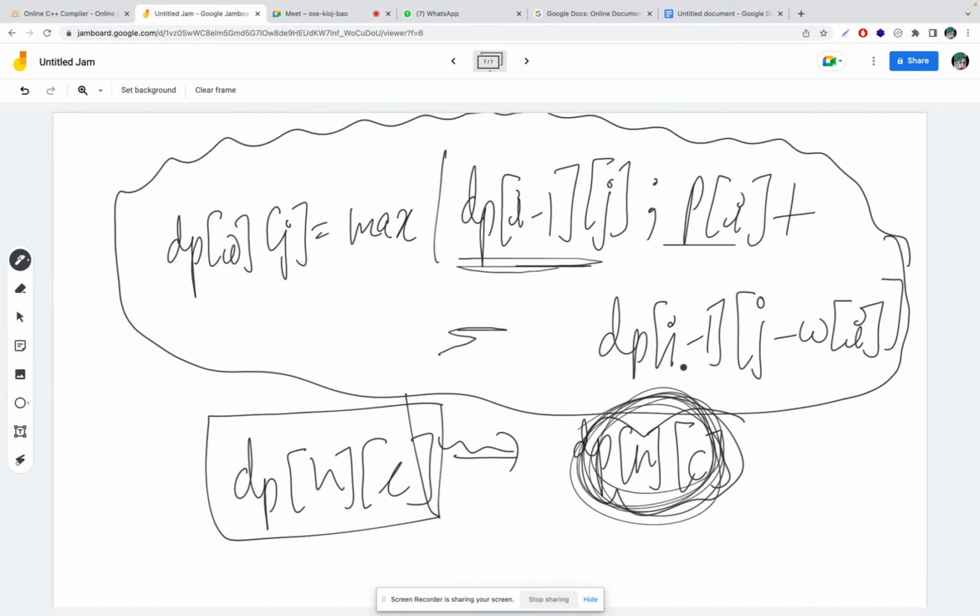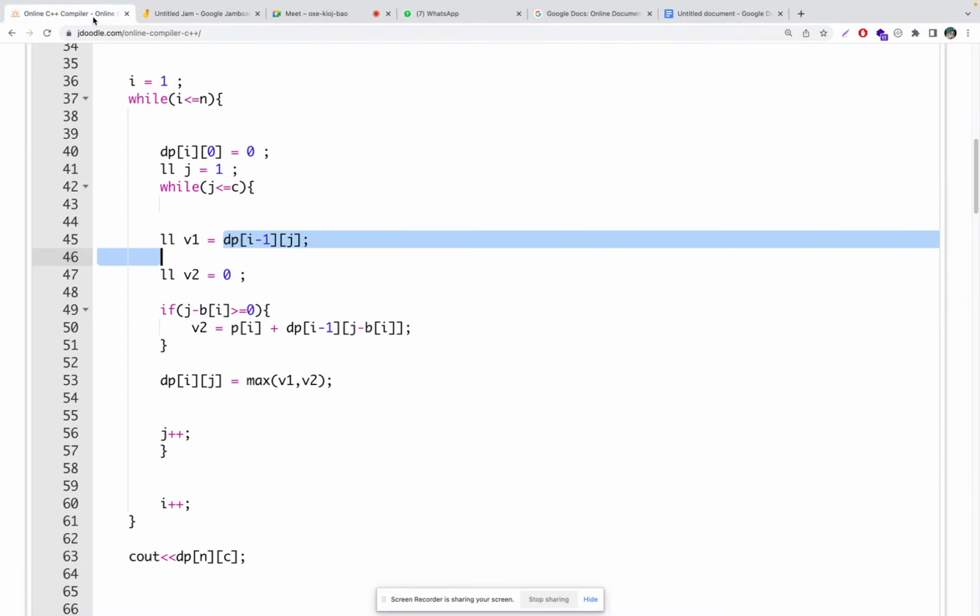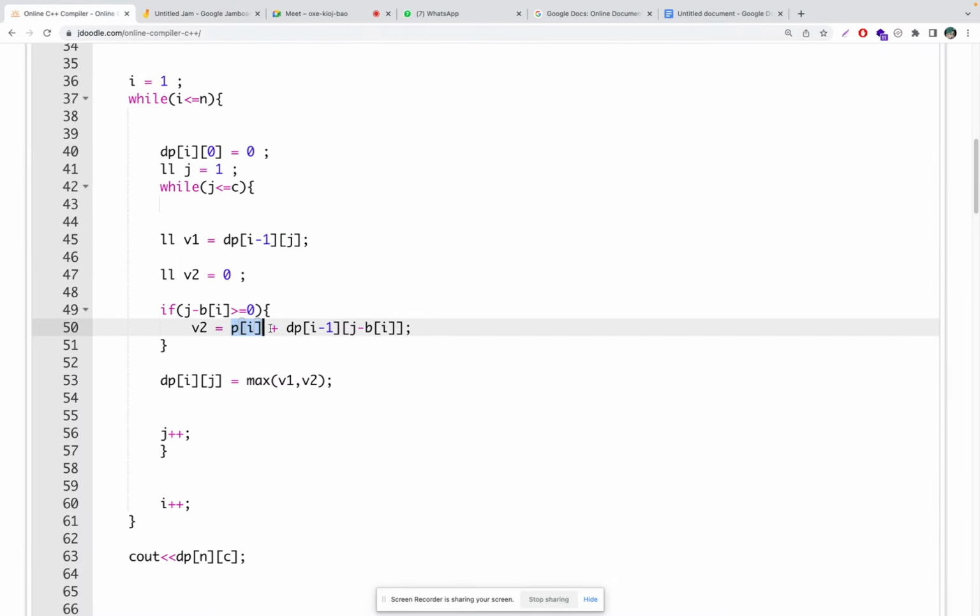What was the second option, guys? P of i plus dp[i-1][j - W of i], right? I have written P of i plus dp[i-1][j - B of i]. I am calling W of i as B of i here, so it should not be a confusion. So are the two choices clear? V1 and V2, yes or no, guys?